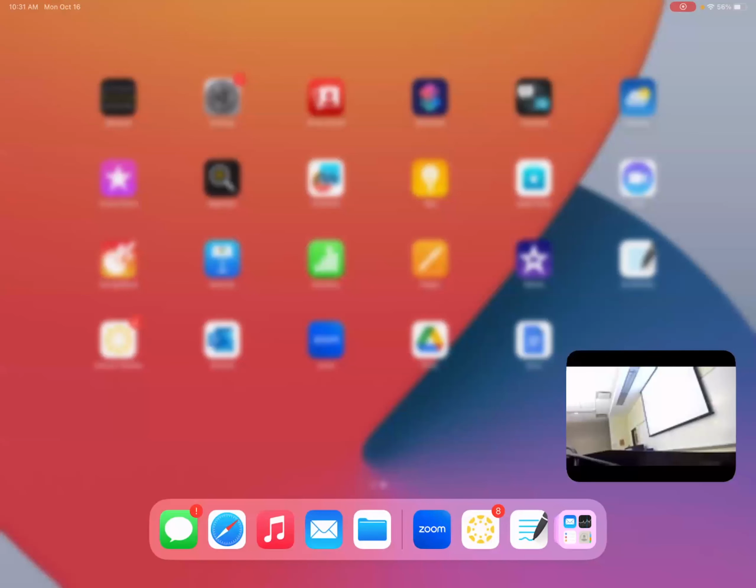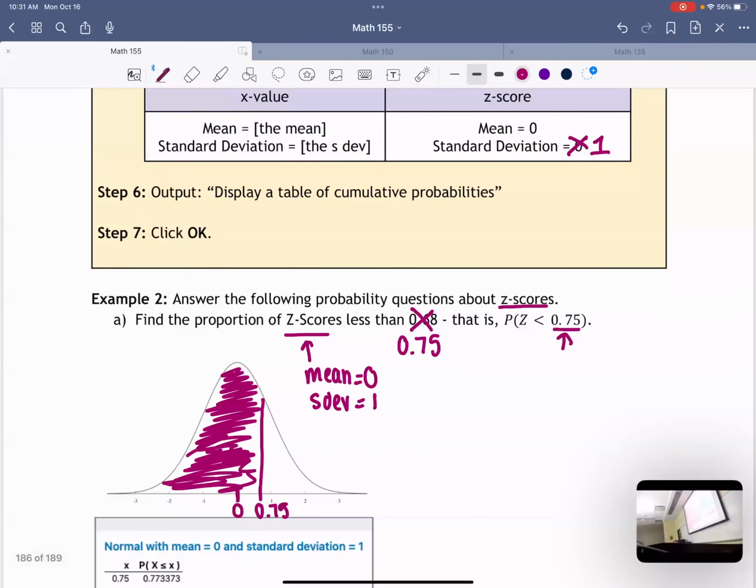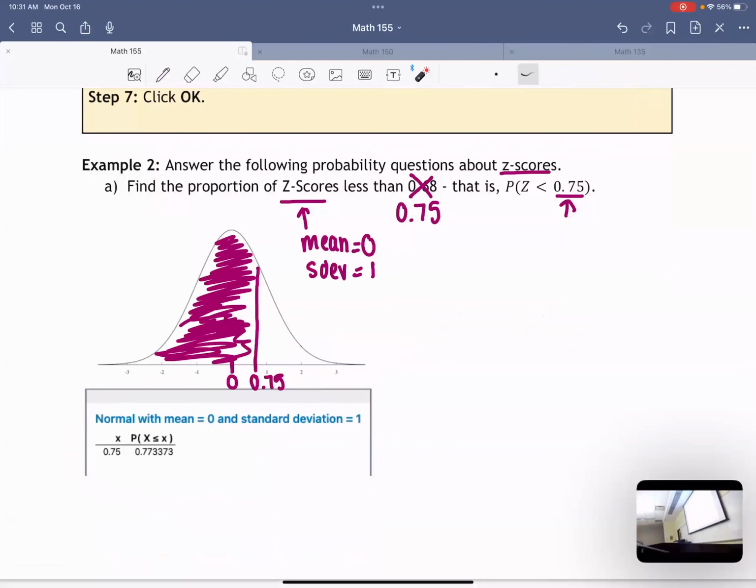So on my set of notes here, I just wrote what Minitab spit out at me. Now, Minitab can only do left side probabilities, right? So is this answer my answer, or do I have to do anything to it?